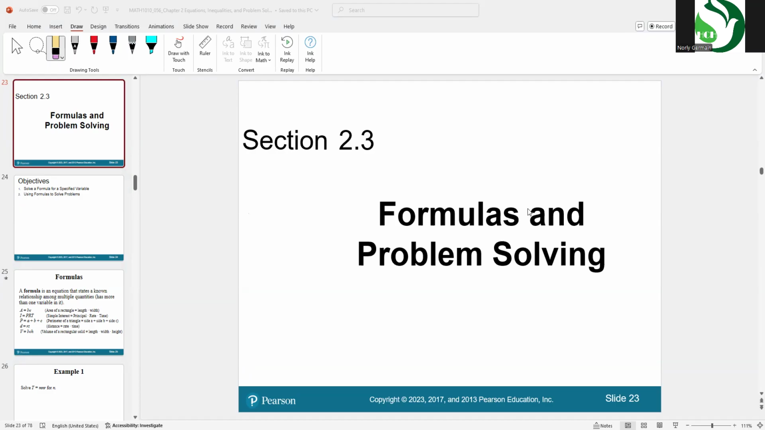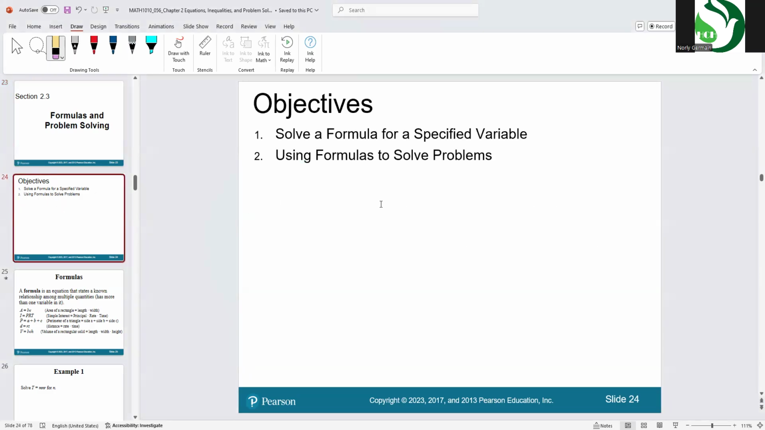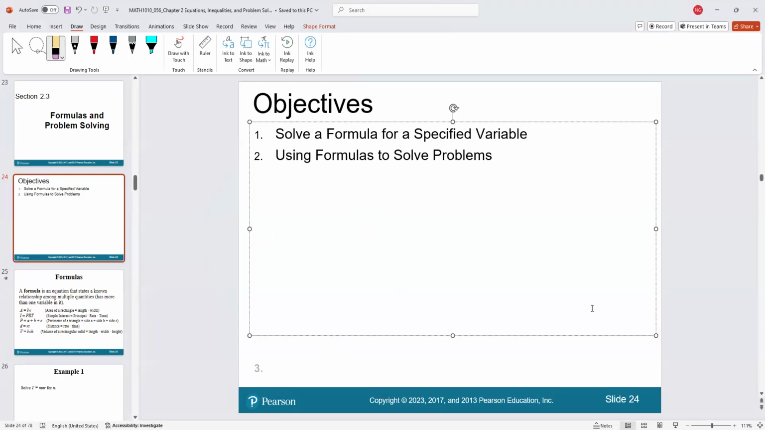We're going to solve a formula for a specified variable, because one of the things that is very important is to know that when you solve a problem, it's not all the time you know all the facts. So all the time you need to identify the facts, and you identify also the variables. So we're going to do that, of course. We make sure that we identify what is given and what we should find.